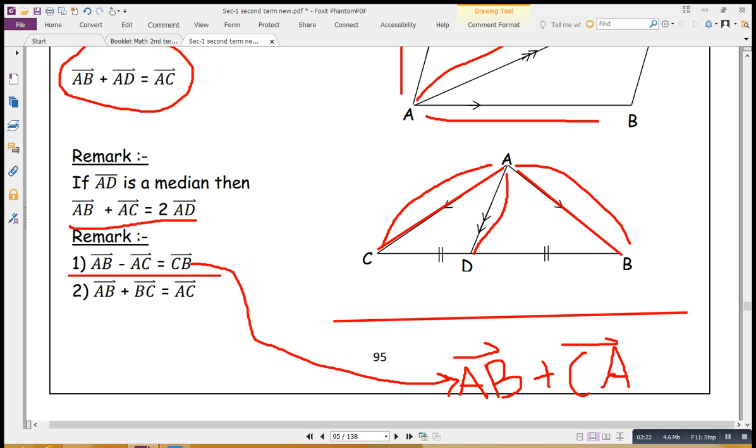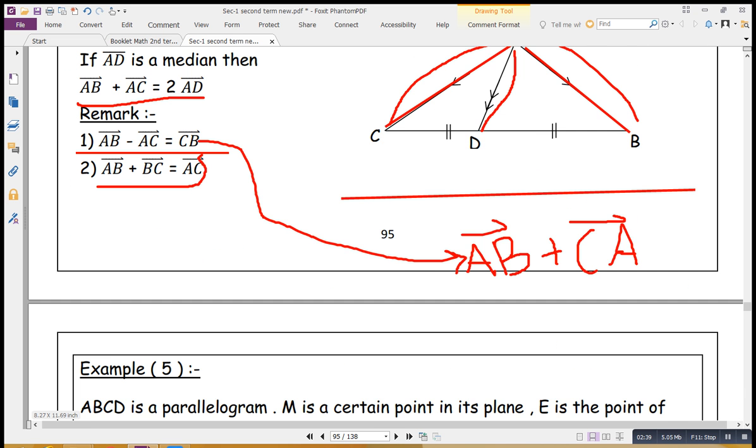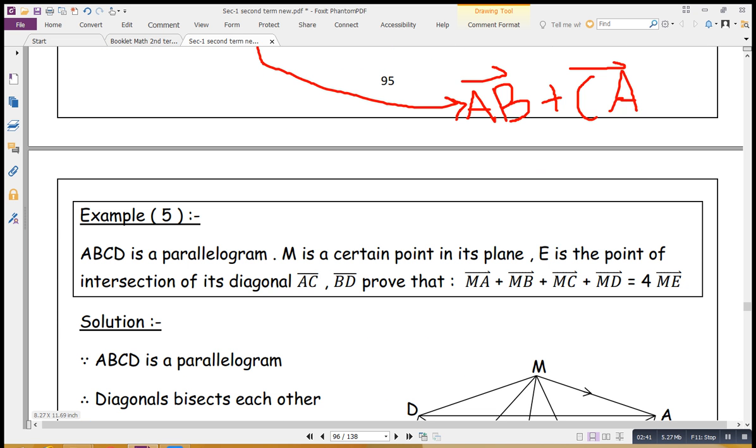Okay, so remark number 2. If we have AB as a vector plus BC, the answer is AC. So AB plus BC, the answer is what? It is AC.